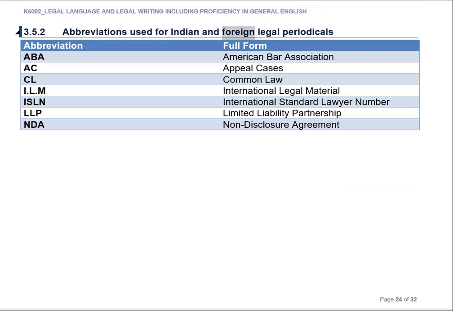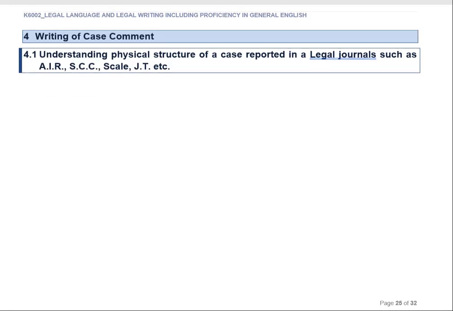Abbreviations used for Indian and foreign legal periodicals. Abbreviation, full form. ABA: American Bar Association. AC: Appeal Cases. CL: Common Law. I.L.M.: International Legal Materials. ISLN: International Standard Lawyer Number. LLP: Limited Liability Partnership. NDA: Non-disclosure agreement.